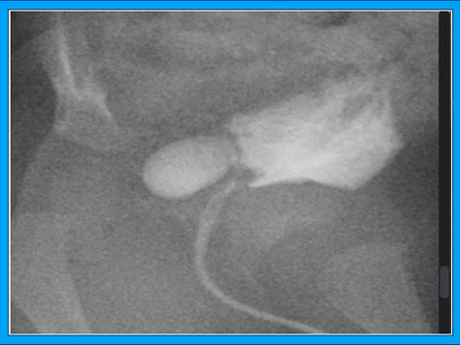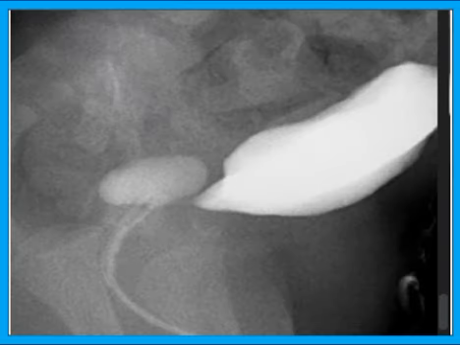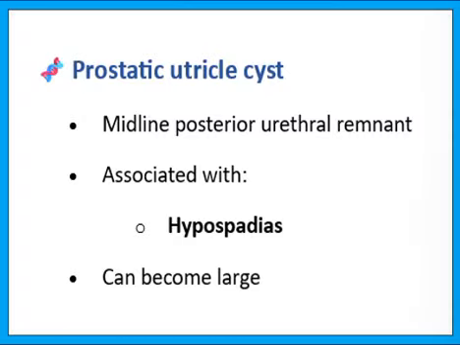We see different images of retrograde cystoscopy. See this. Prostatic utricle cyst, with hypospadias, and it can become large. That completes the pelvic cystic lesions.